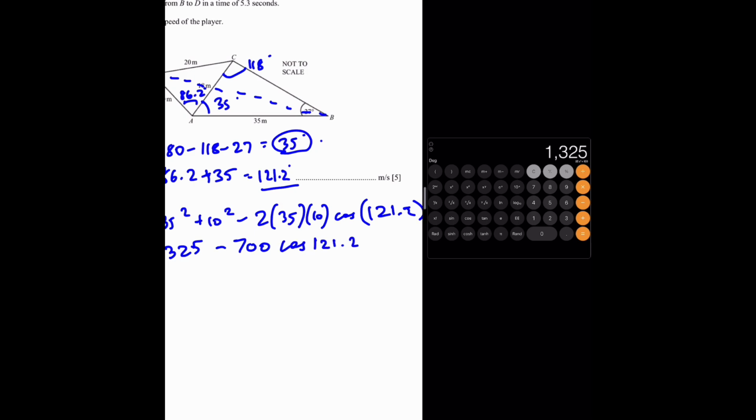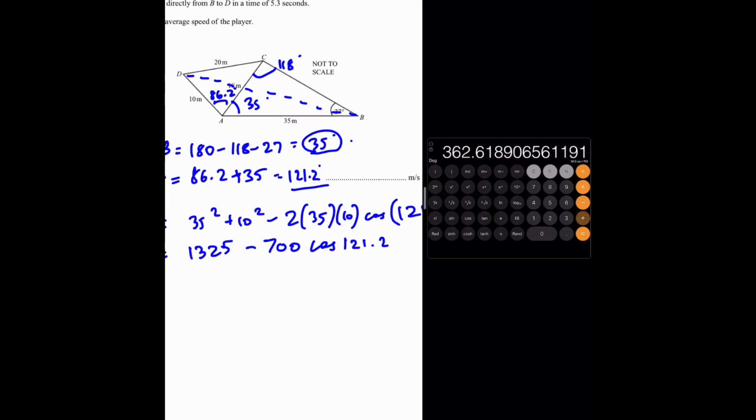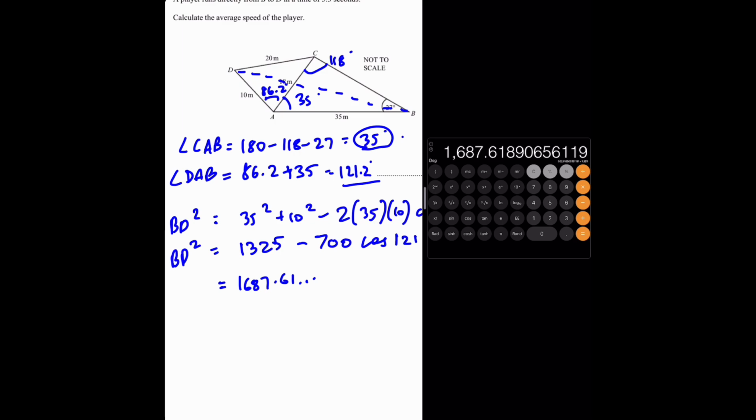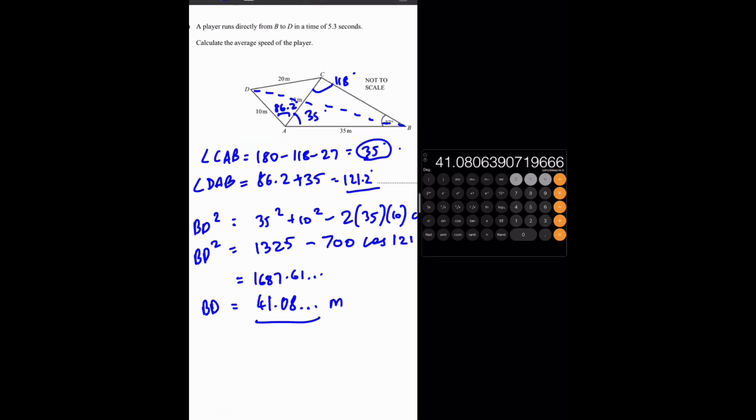So let's do that. So cosine of 121.2 is that, and multiplied by 700, and we multiply by minus 1 as well, so we negate that, and we add 1325. So we get 1687.61 for the side length squared. Now what's the side length BD itself? That will be the square root of this value. So taking the square root, we get 41.08 meters. So I just wrote to 2 decimal places.